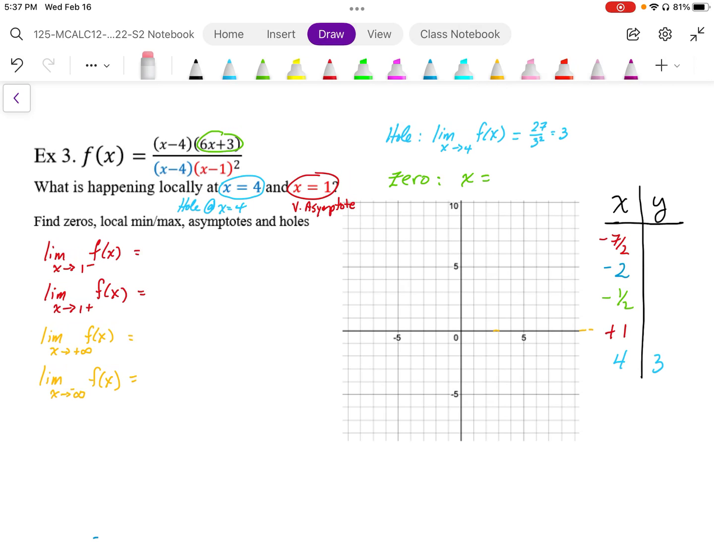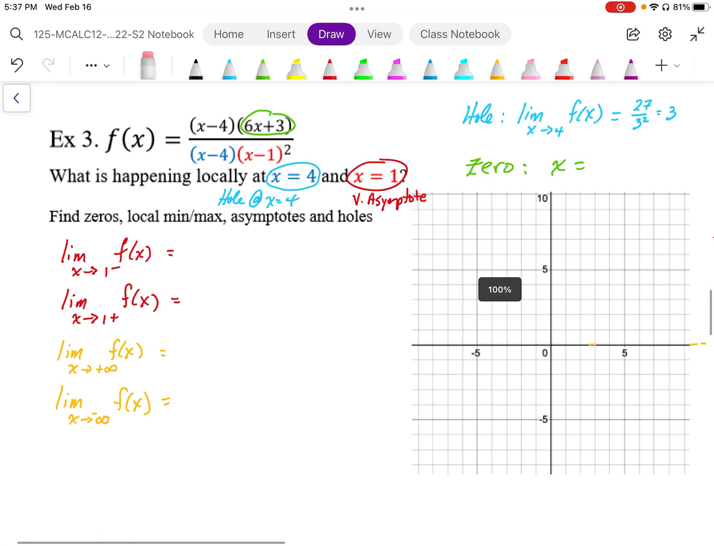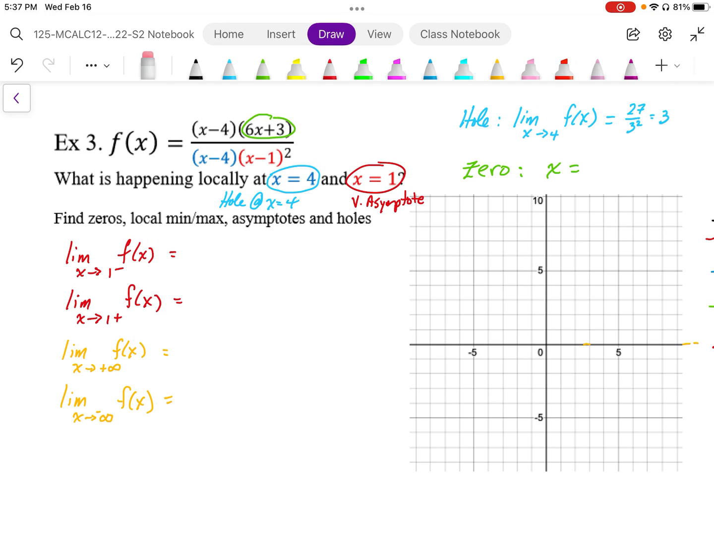Here we have a rational expression, and the first thing that we're going to look for is what's happening locally at x equals 4 from the x minus 4 factor, and at x equals 1 from the x minus 1 factor. So that x minus 4 factor cancels out. What that means is it is a hole at x equals 4.